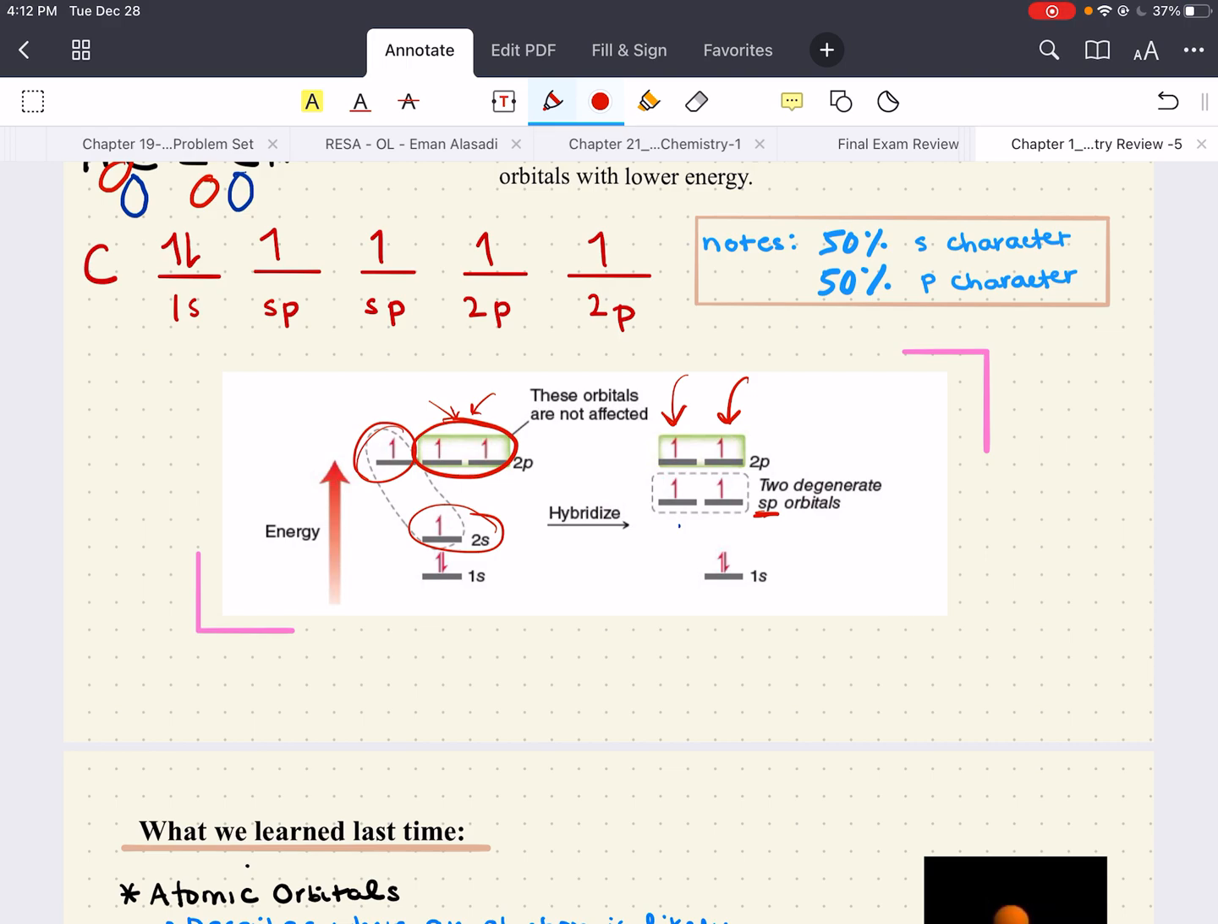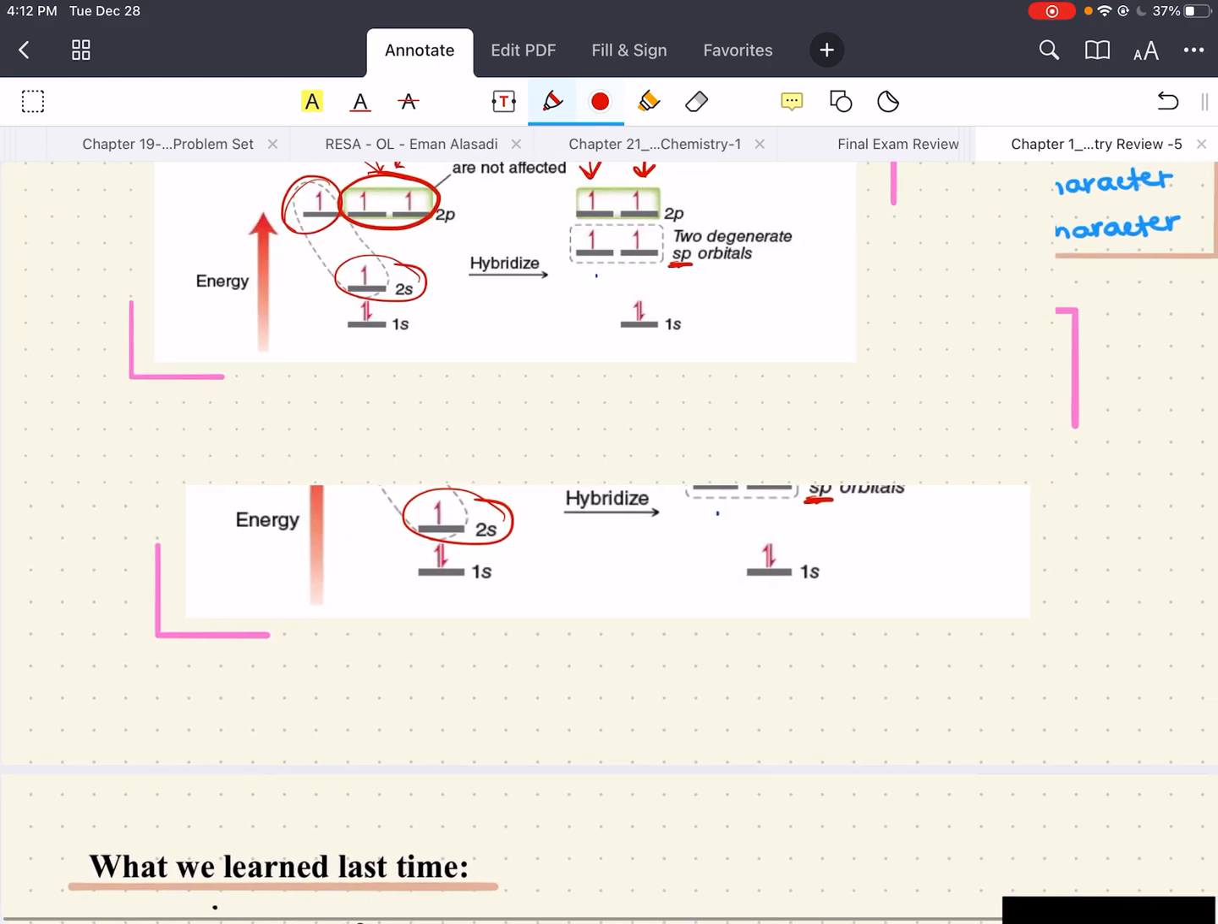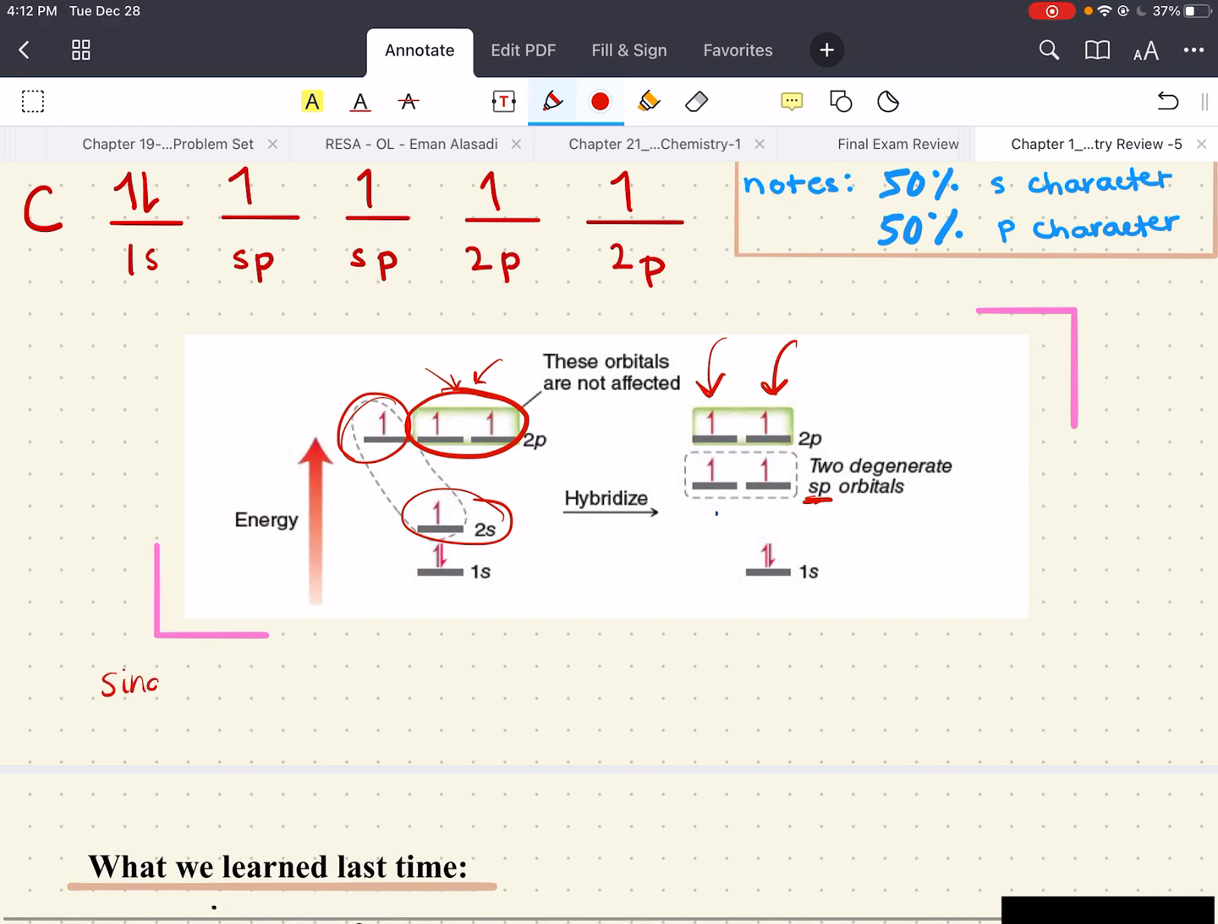And so you would assume that that carbon would only participate in 2 bonds, but that's not what we experimentally see. All right, and so this is the explanation for that observation. So I'm going to summarize this really quickly for us. When there are single bonds, we're talking about sp3 hybridization.